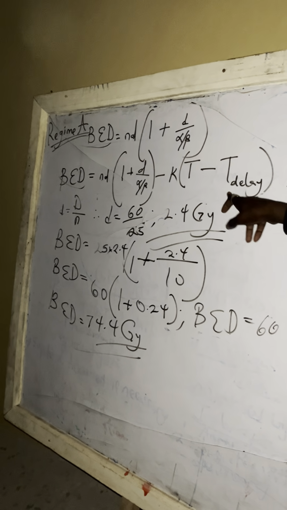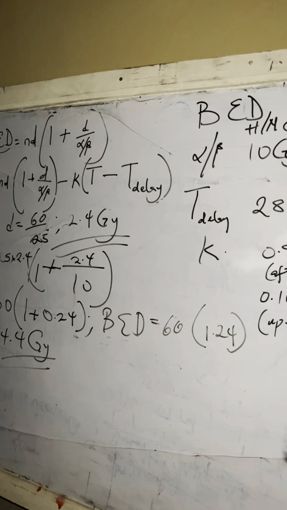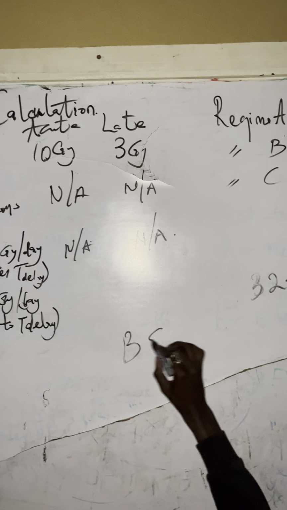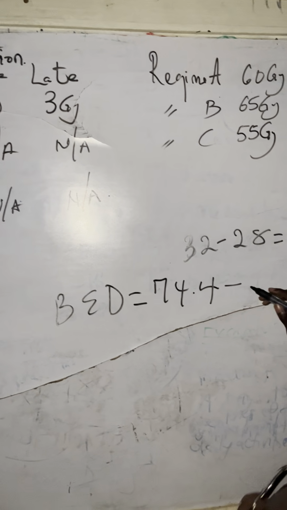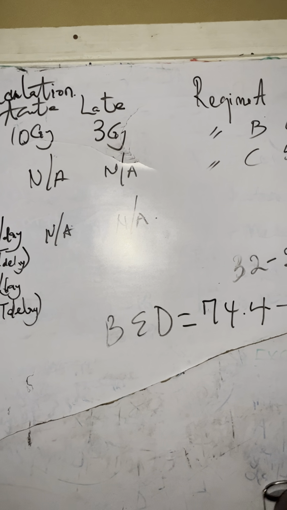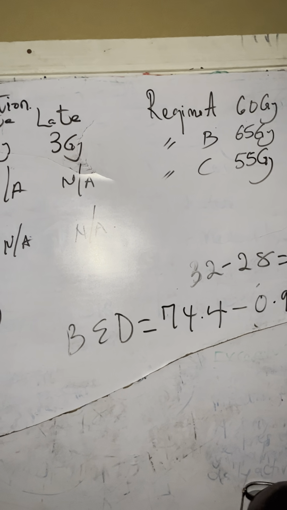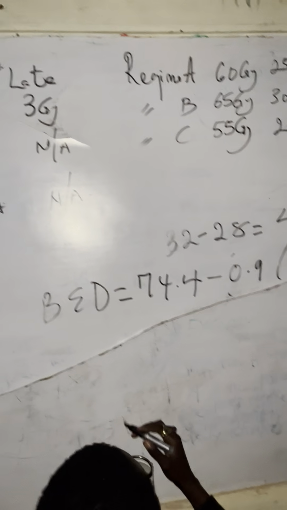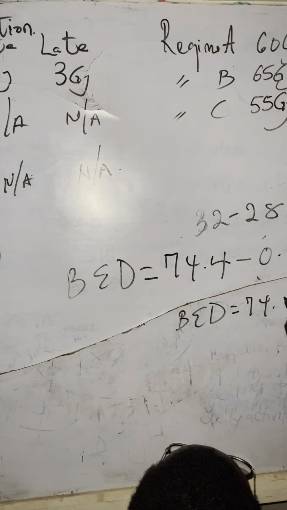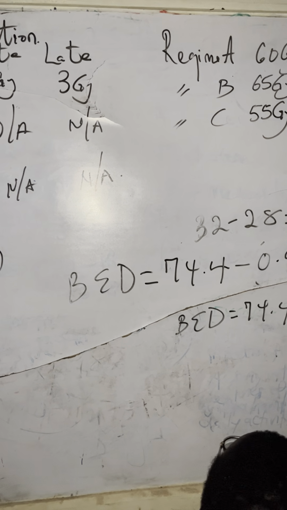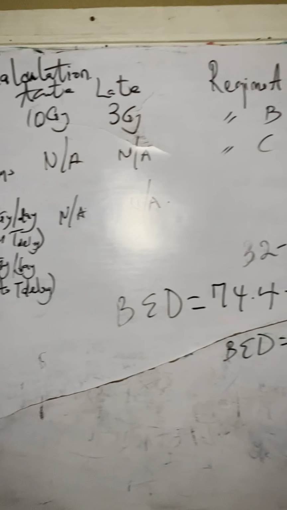We've already calculated the T minus T delay, and our K is given as 0.9. So in this case, we can say BED equals 74.4 minus K, which is 0.9, multiplied by 4. Let me do it like that. So what's that going to be? BED equals 74.4 minus, this is going to be 3.6, right?